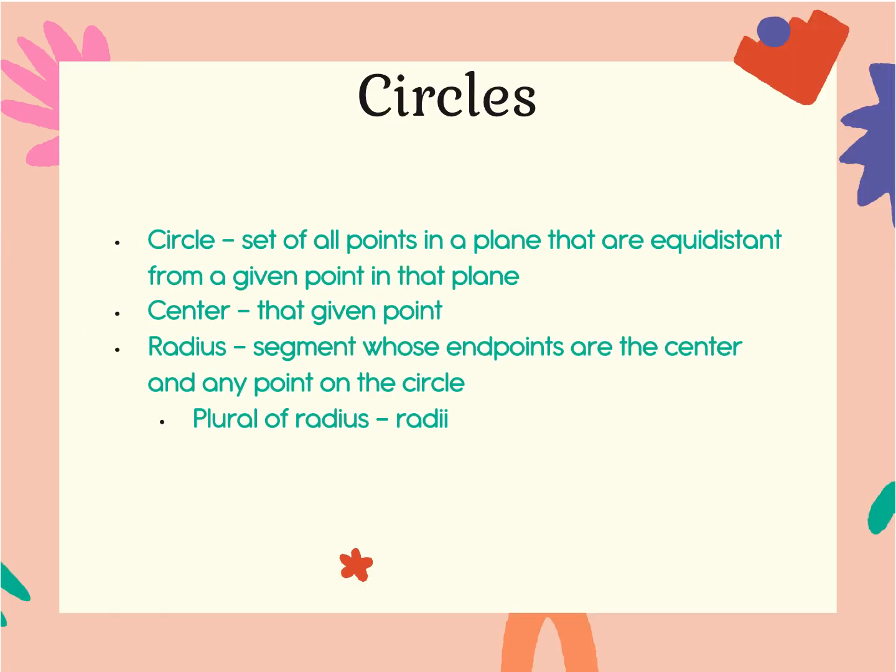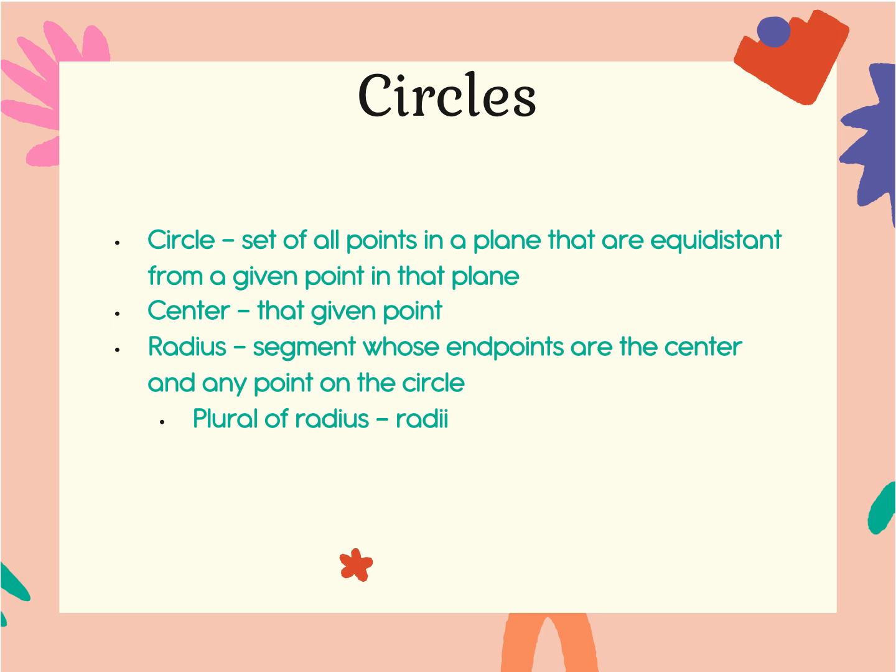So we have circles. A circle is the set of all points in a plane that are equidistant from a given point in that plane. The center is that given point. The radius is a segment whose endpoints are the center and any point on the circle. And the plural of radius is radii.